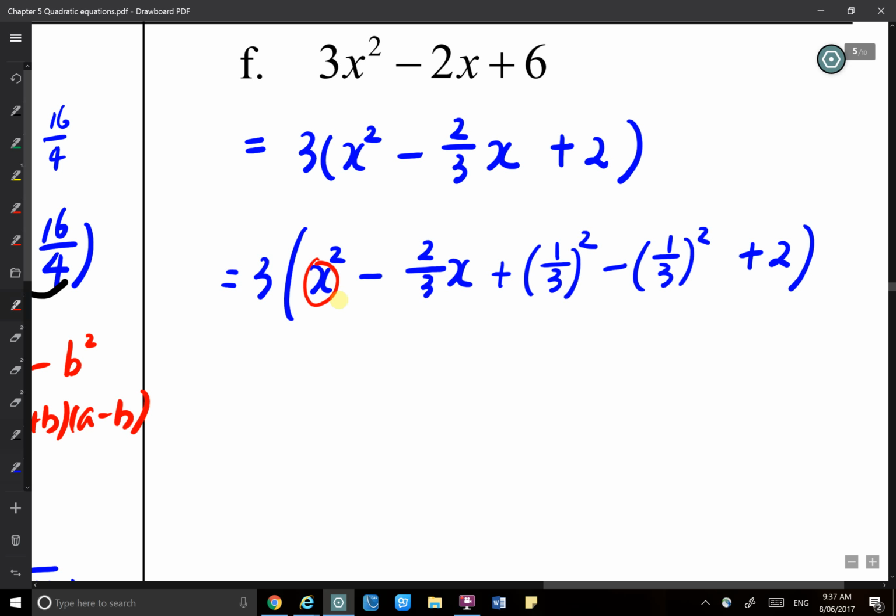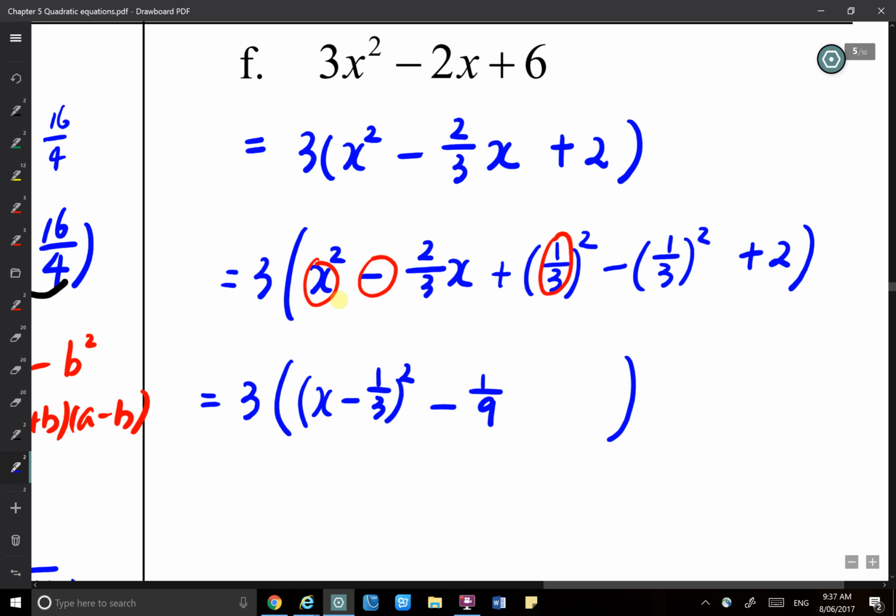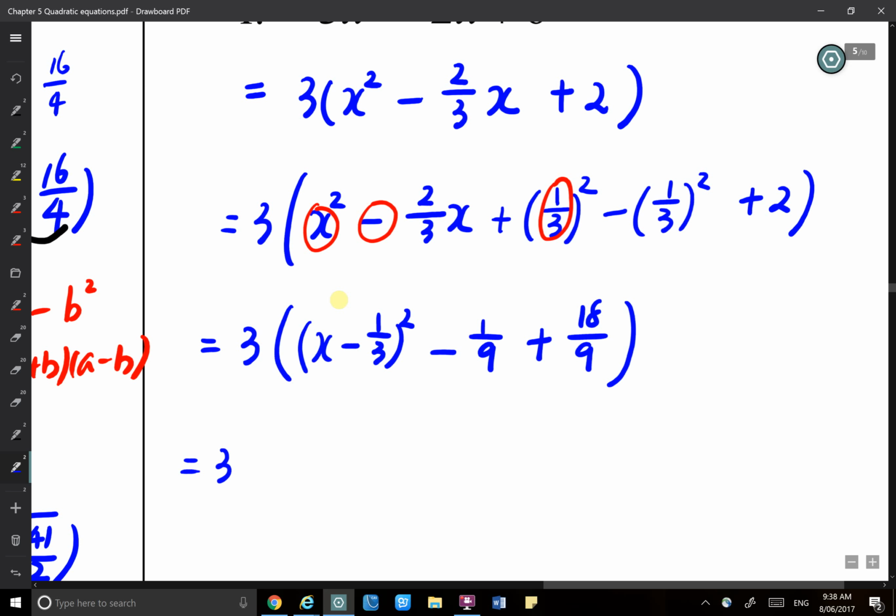Okay, take this x, take this sign, take this number. That will equal 3. The bracket is still here. What you have is x minus 1 on 3 squared. Okay, minus 1 on 9 plus 18 over 9. So 3 times x minus a third squared plus 17 over 9.